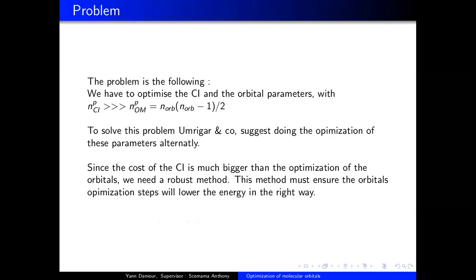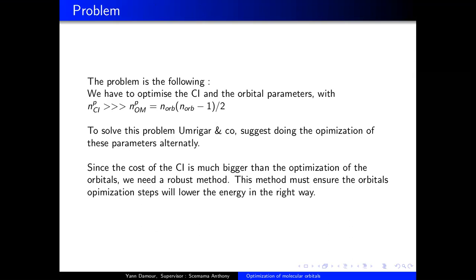So in our case, we have the following problem. We have to optimize the CI coefficients and the orbital parameters, but the number of CI coefficients is very large compared to the orbital coefficients. The number of orbital coefficients that we will optimize, for n electrons, is around n times n minus 1 divided by 2. It corresponds to the number of elements in the lower diagonal of an n by n matrix.